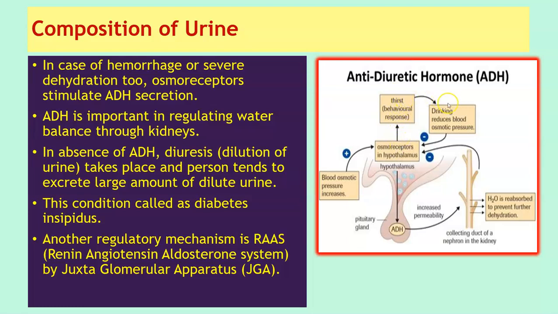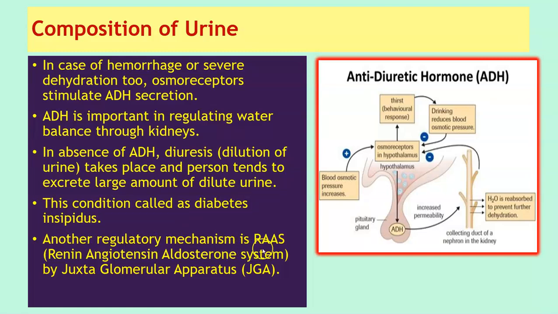response, because of which we drink water, which will reduce the blood osmotic pressure. And at the same time, this ADH that is secreted allows the reabsorption of water to prevent any further dehydration. So this is how it helps in maintaining the balance and regulating the water balance in the body. Now, in absence of ADH, diuresis, that is dilution of urine, takes place, and the person tends to excrete large amounts of dilute urine. This condition is called diabetes insipidus.